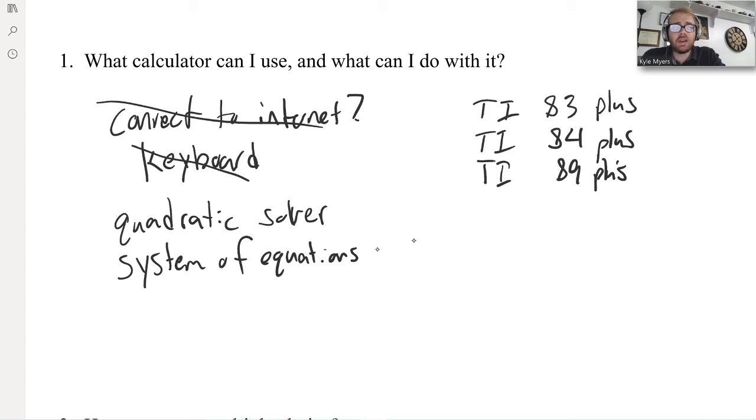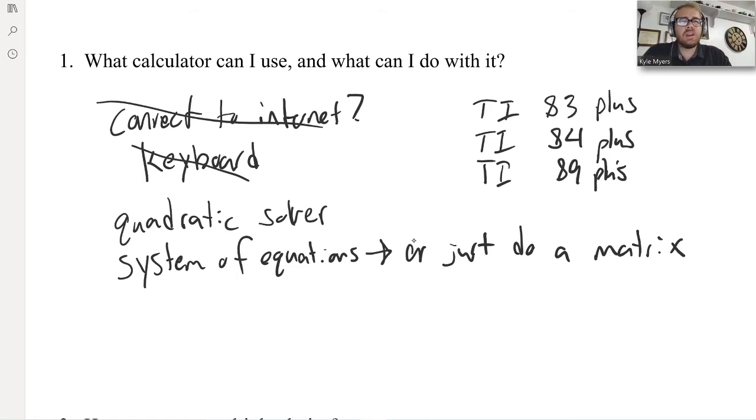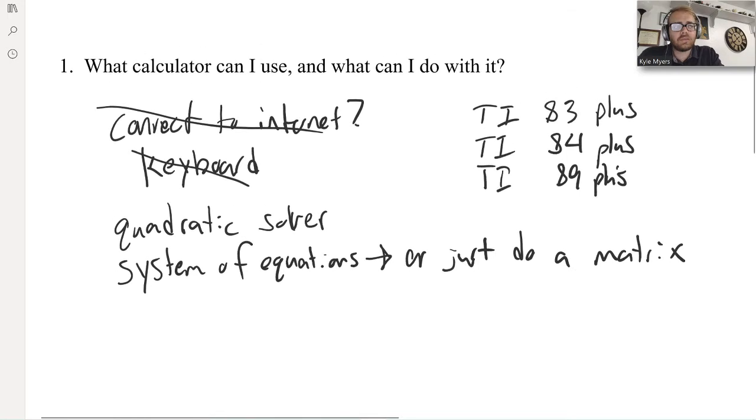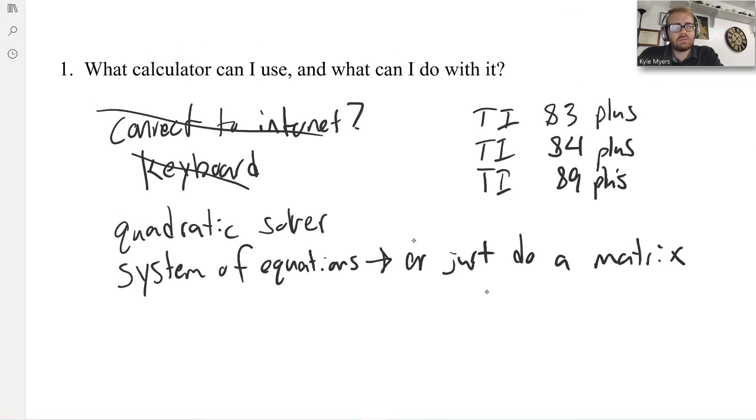Now, alternatively, you can just do a matrix. And no, I'm not talking about the movie. All right, this is no Neo stuff. You just do a matrix. So what you do is you go into your calculator and you do matrix. So I'll put the steps over here. So basically you go matrix, and that's a button on the calculator. It's like second and then math, I think.